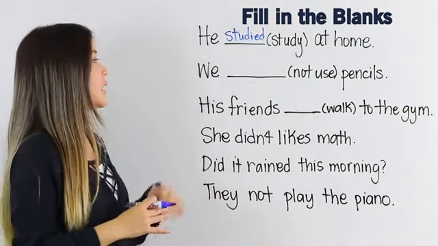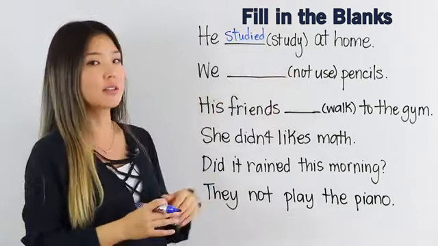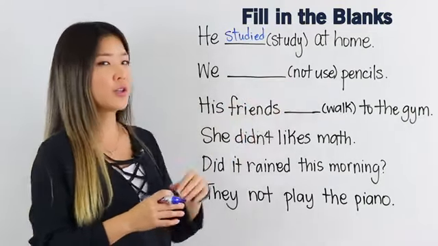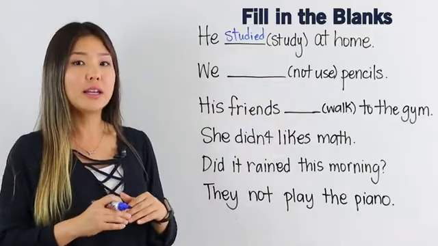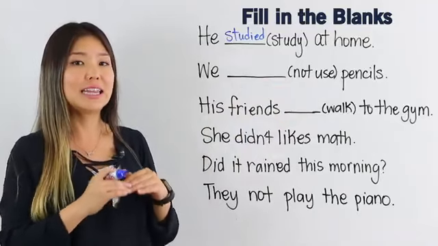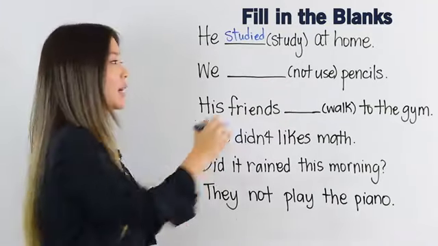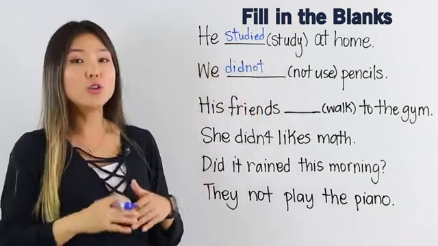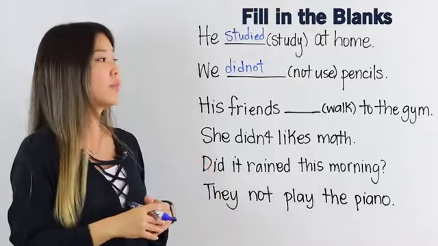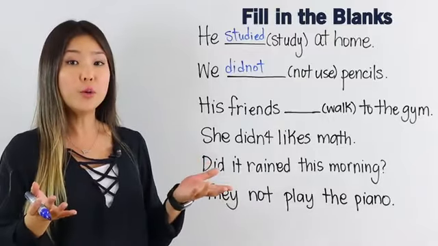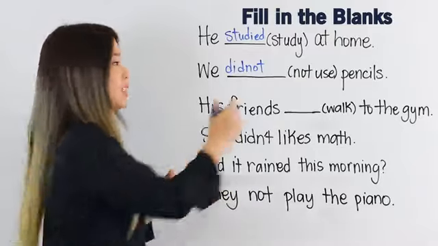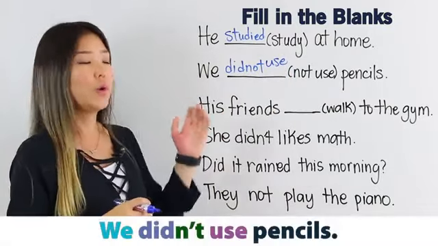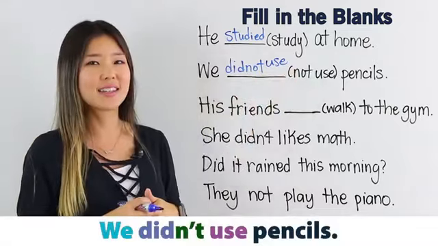The next sentence says, we blank pencils. We want to use the negative because it says not use. Remember, for the negative, we always use did not, no matter what the subject. You can also use the contraction didn't. Now, what do we do to the verb? We keep it as is. We do not change it. We didn't or we did not use pencils.